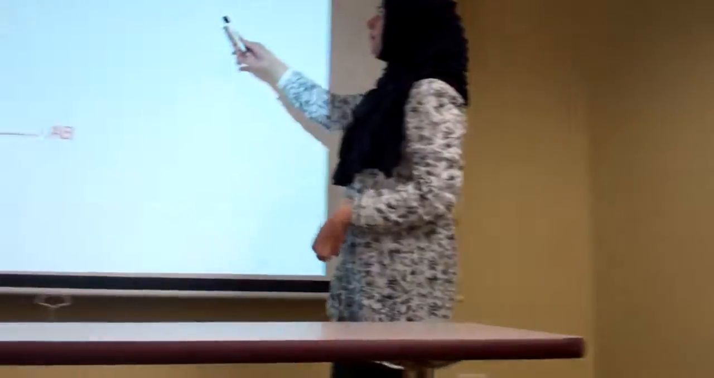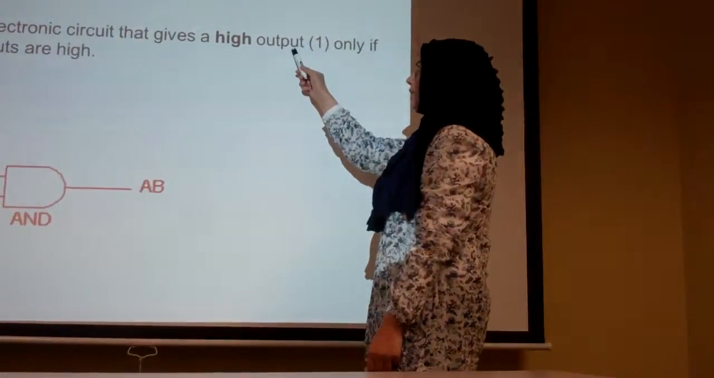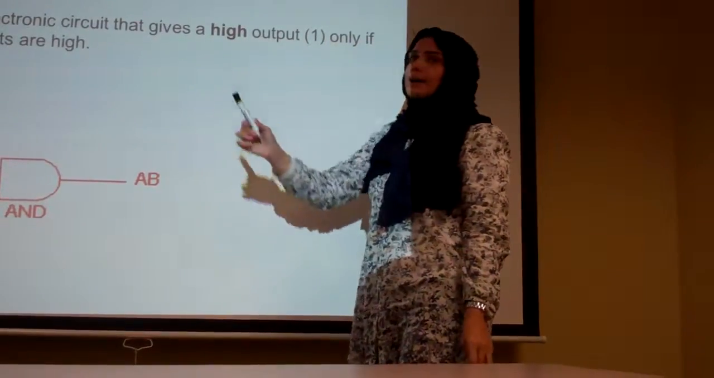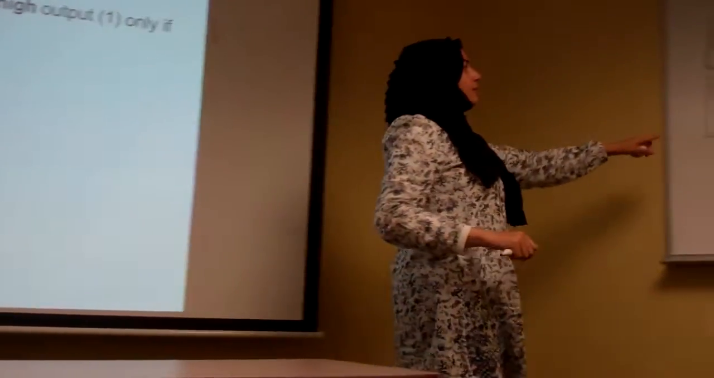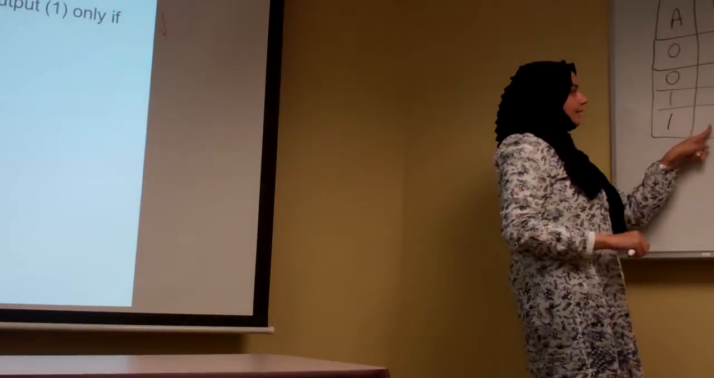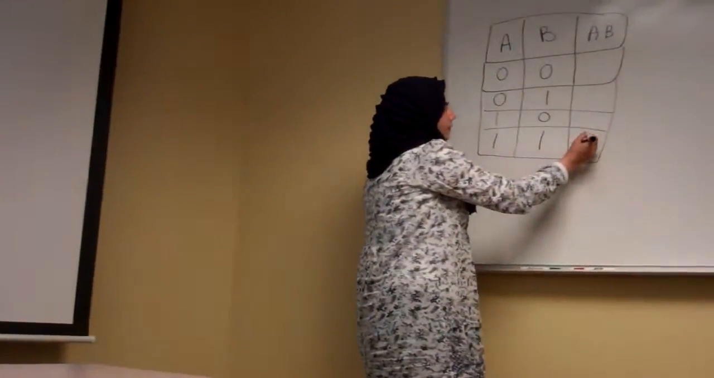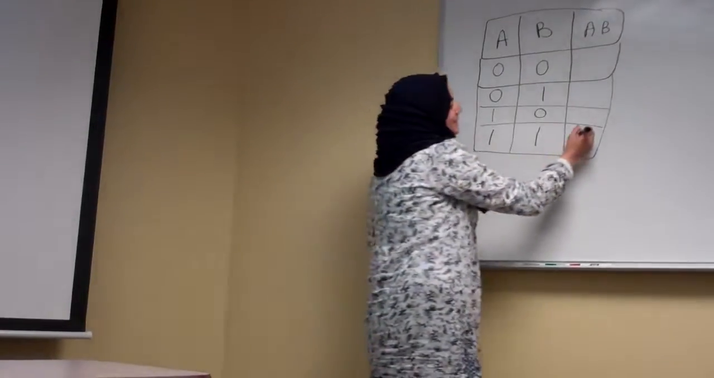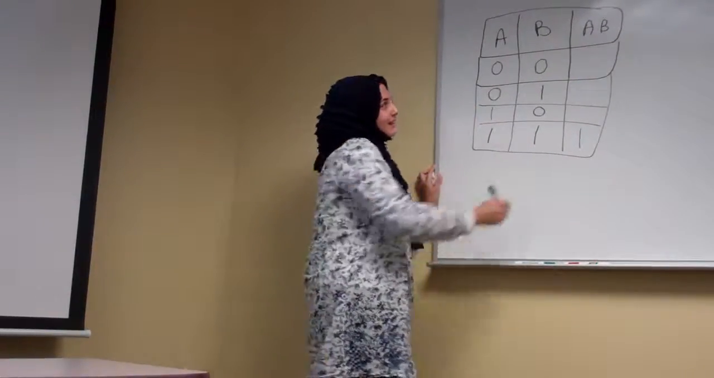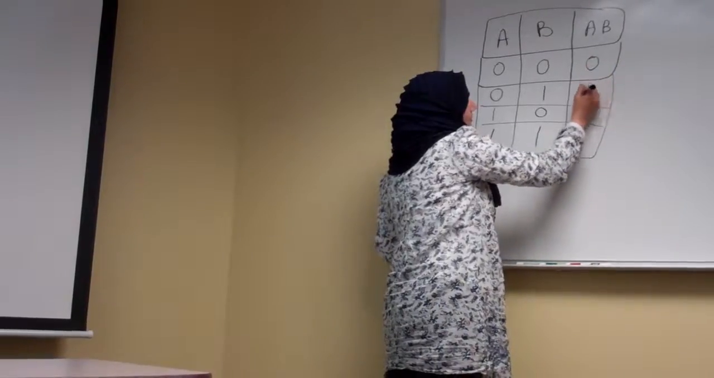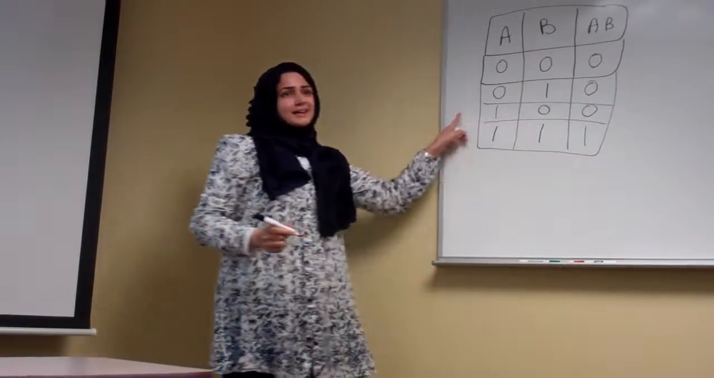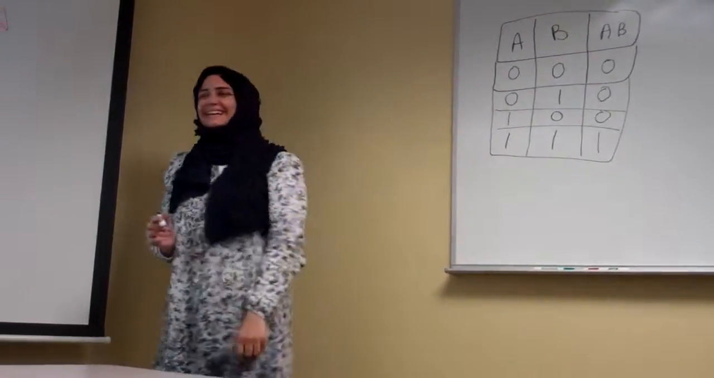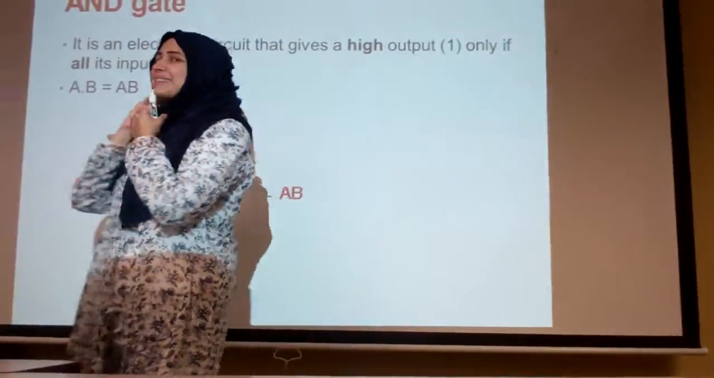What is the output? As we say here, it gives a high output, which means 1, only if all its inputs are high. If all its inputs are high, this is high and this is high, so we will get 1. High output. So we will get 1 here, and all the rest we will get 0. This is the AND gate. Easy. Do you understand?